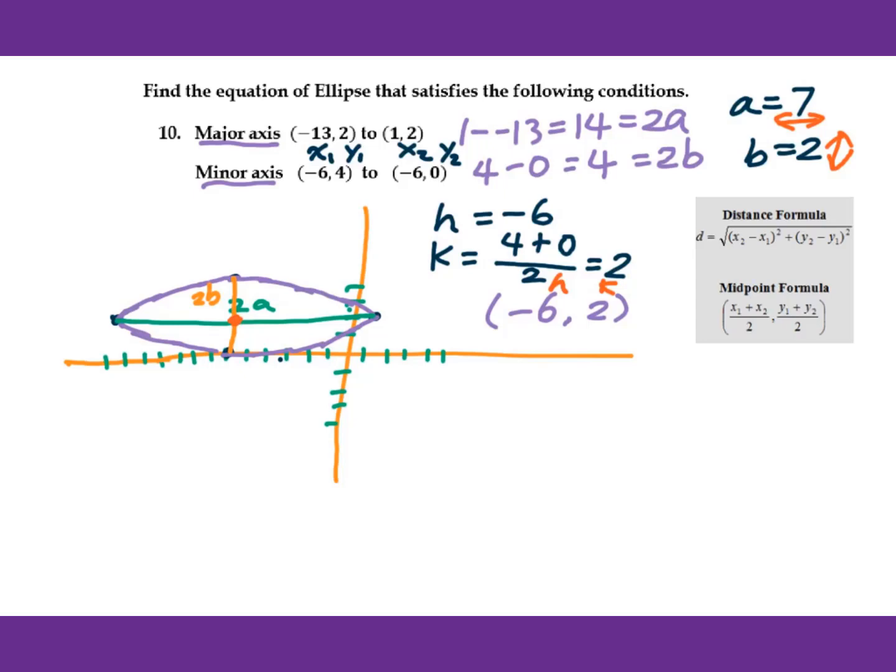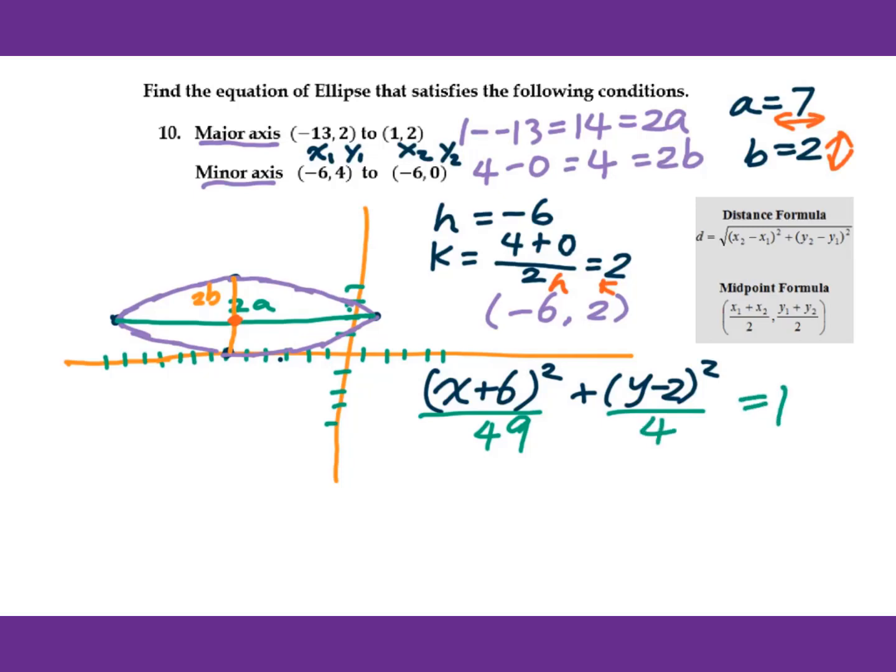Therefore, I can write down the equation. I will write down x plus 6 squared plus y minus 2 squared. Horizontally moving, a will be below x squared. Therefore, 7 squared is 49. And b squared will be below y squared, that's 2 squared equals 4, equal to 1. This will be the equation for the ellipse.